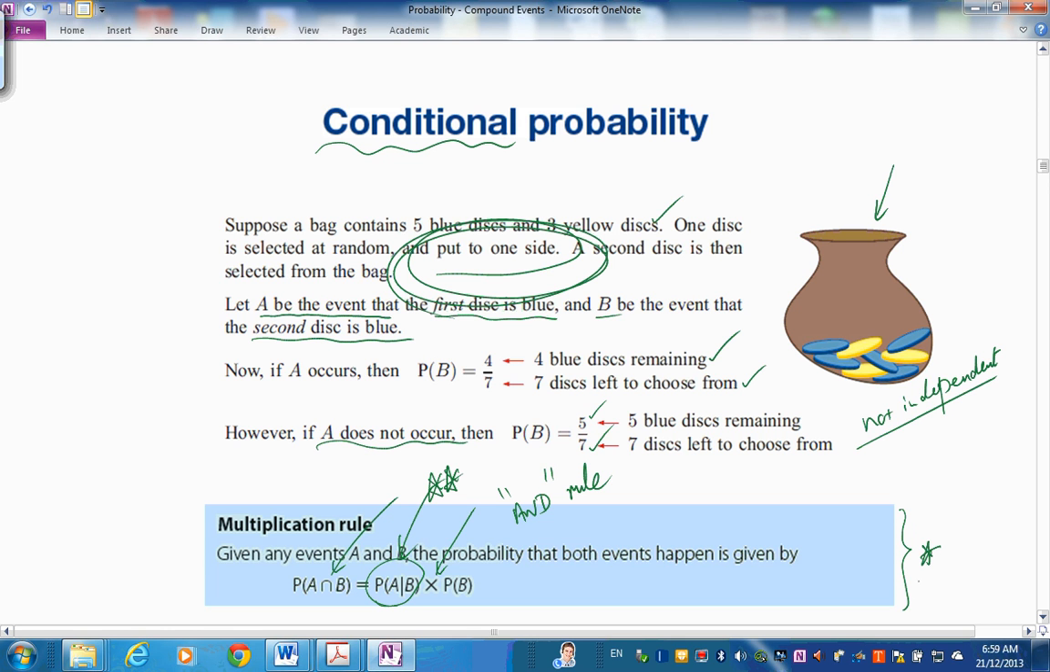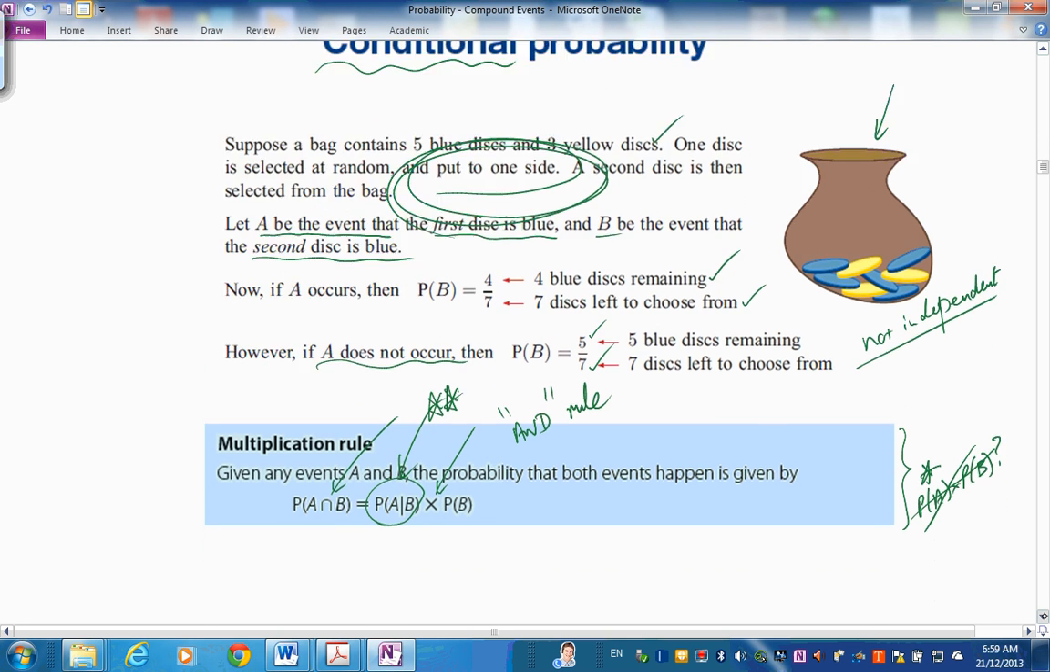So can we just times them like we did in an earlier example? No, not necessarily, unless they're independent. So you've got to check whether you can just times the probabilities or whether you have to adjust one. Okay, so you must know whether these events are independent. So we're going to go on and have a look at that now.